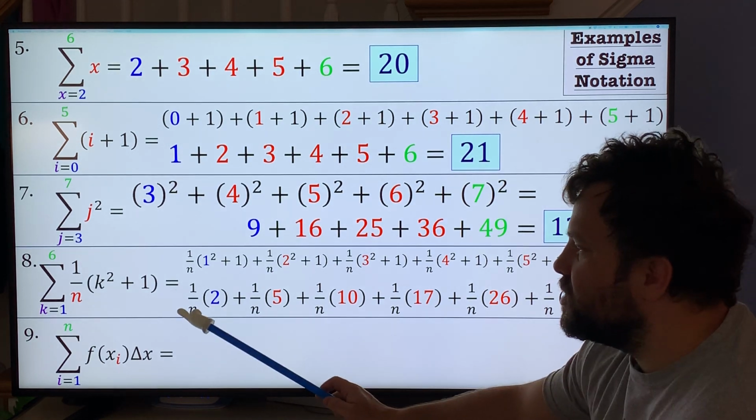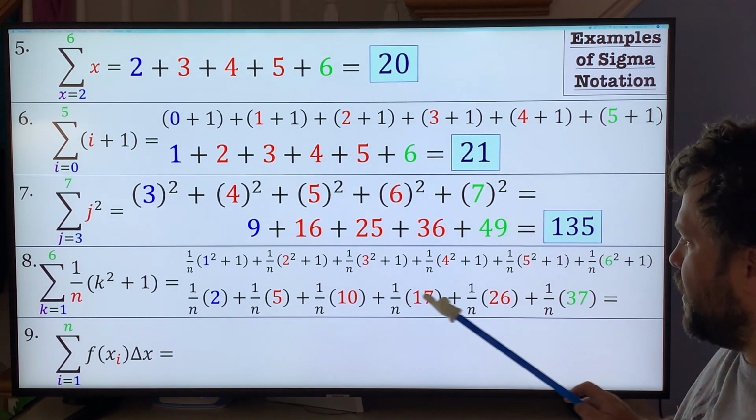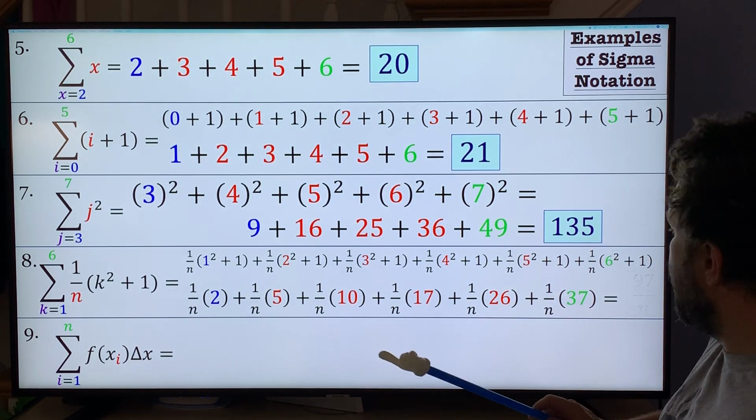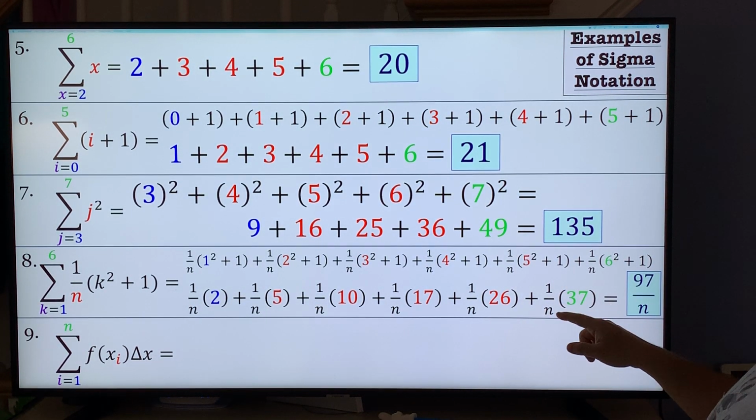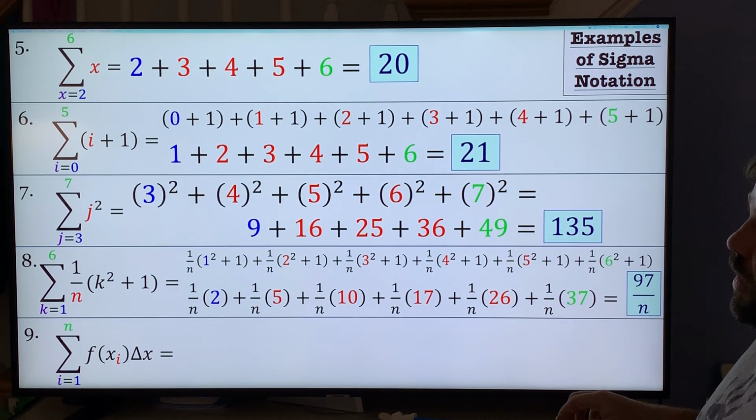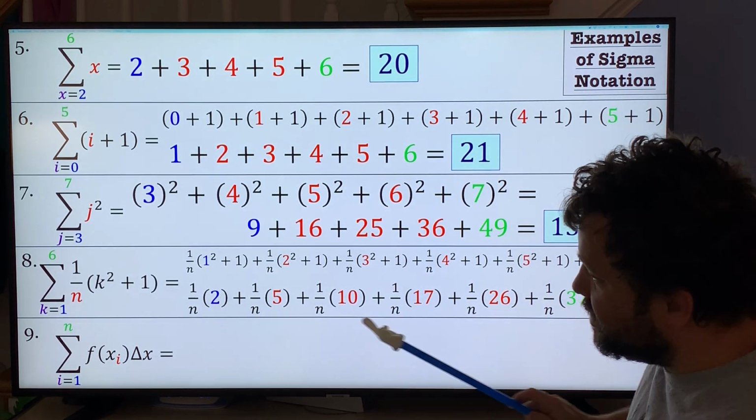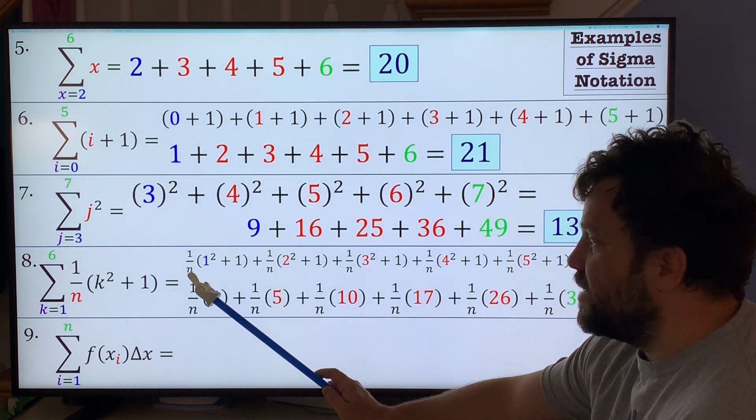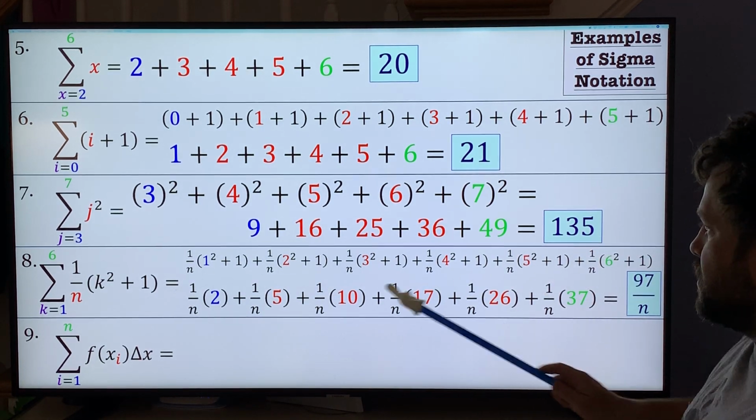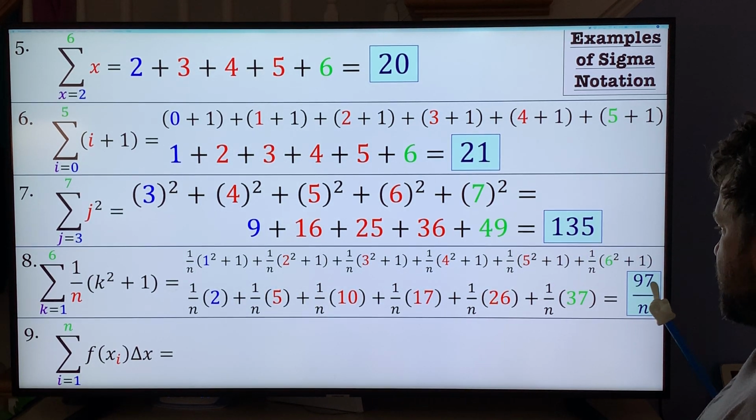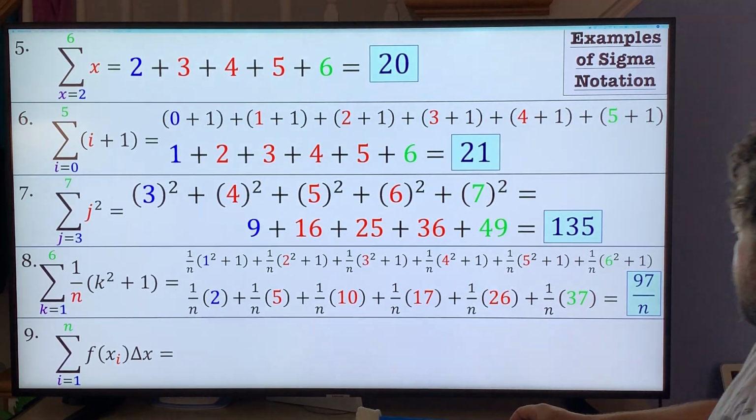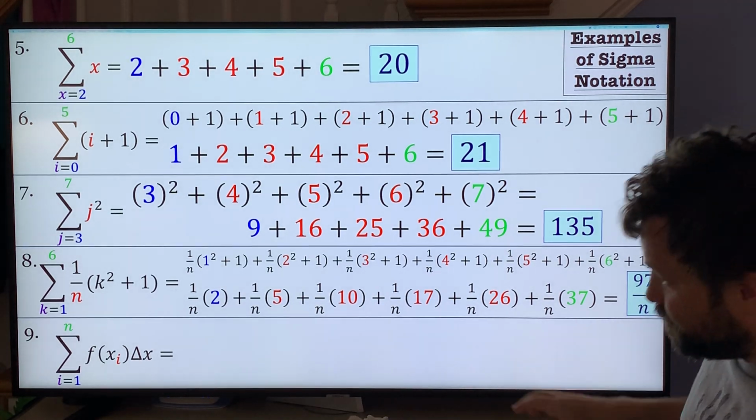Now, because these all have 1 over n in front, you can add up all these terms because they're the same variable. And you get 1 over n times 97, or 97 over n. Another way to do this so you wouldn't have to write all this out is you could just save the 1 over n and just do these pieces. Get these numbers, add them together, they get 97, and then multiply it by 1 over n at the end. It's up to you. Whatever floats your boat, you get the same answer.